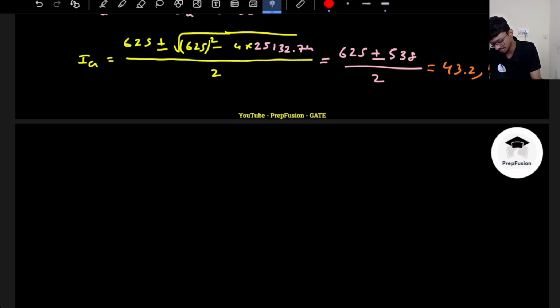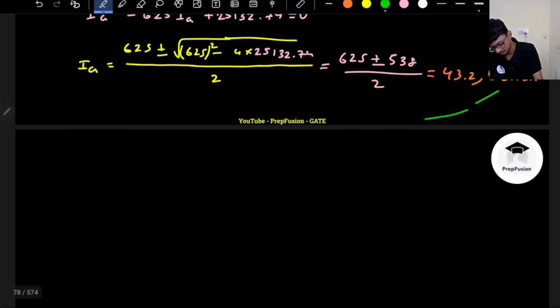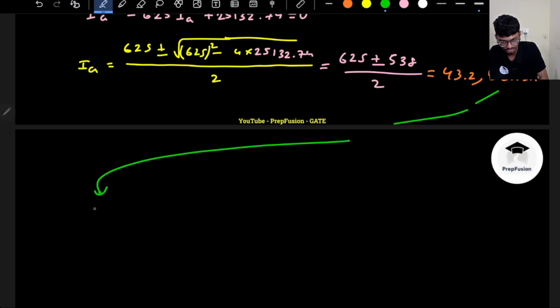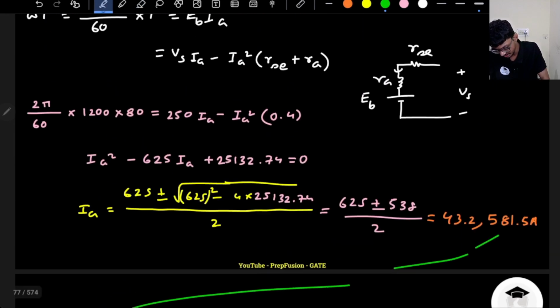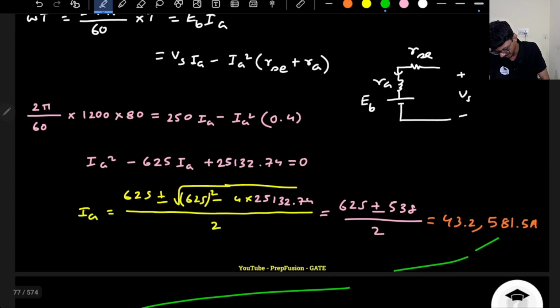So if I choose the second one, first of all it is a very high current, anyways we will not choose it. But if you still want to choose the second current, what will be the back EMF developed due to the second current? It will be Vs minus Ia into Ra plus Rac. So Vs is how much? Vs is 250, right?